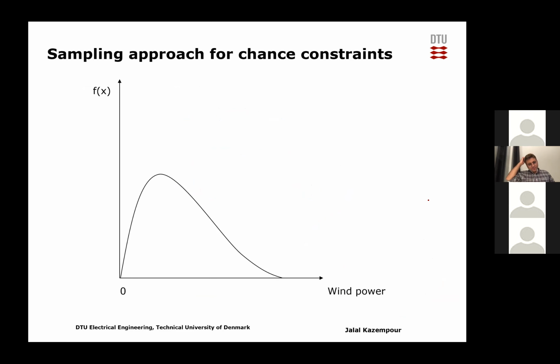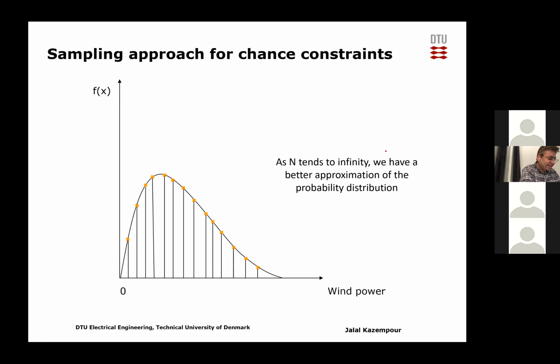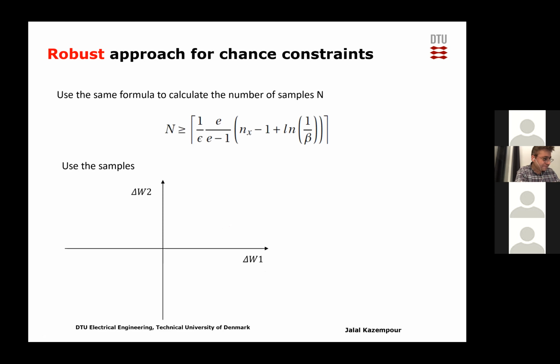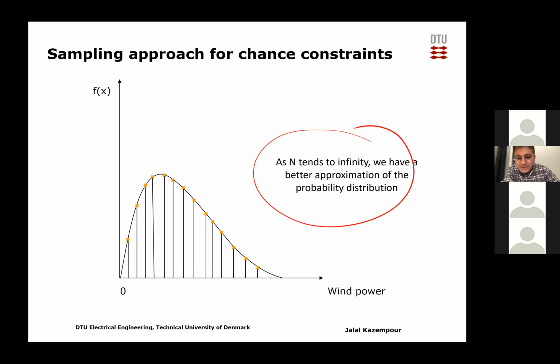So, sampling approach for chance constraints. With this formula, we need to sample over the given probability distribution. And as the number of samples tends to infinity, it means that our samples can better approximate the underlying probability distribution. It's intuitive. Right? So that's one way to recast.